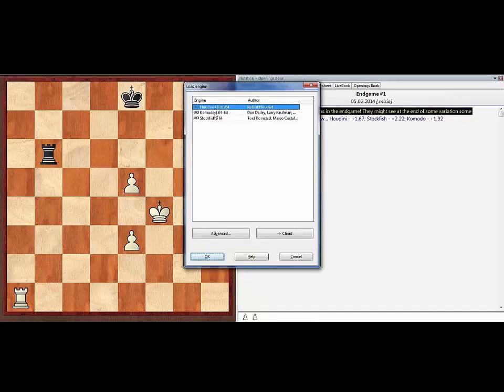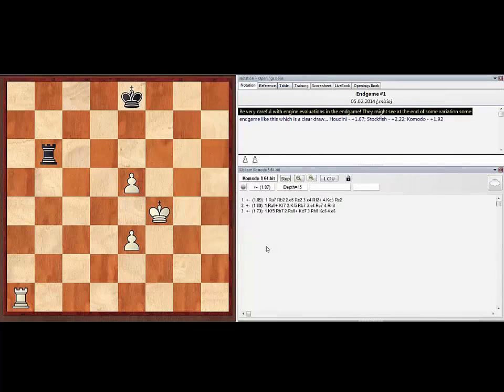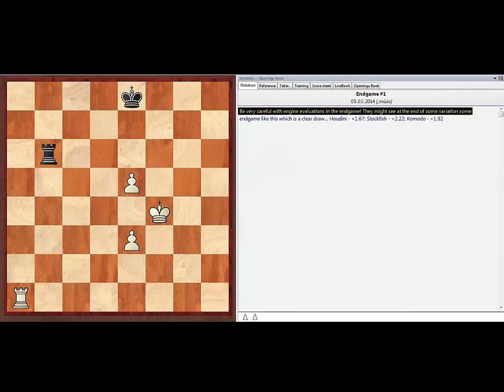And Komodo, it's something the same, around 2 pawns. So they are completely wrong here. This is a theoretical draw. White is not winning here. So why am I focusing on this?